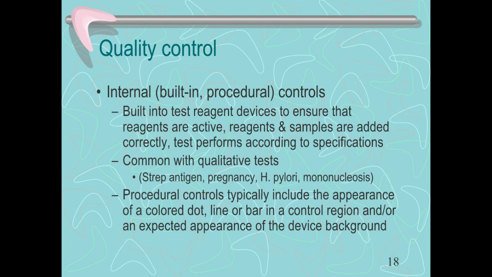controls. It's very common with qualitative, not so much quantitative, but qualitative, like strep, pregnancy, H. pylori, and monospot. Lots of times they have built-in controls along with your PT/INR. Be sure that whatever's going on, the procedural control typically includes appearance with a colored dot, a line, a bar. It'll have a specific way to document that, and then generally you can print that out of the machine.